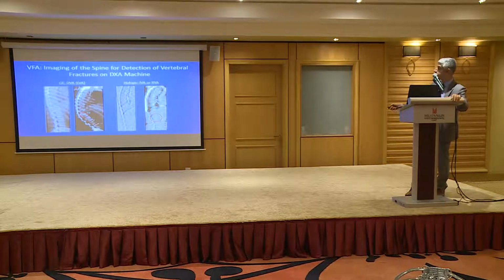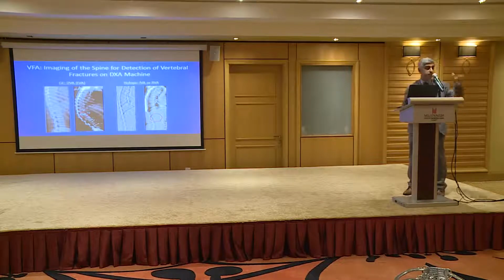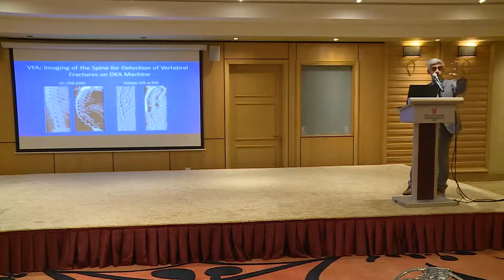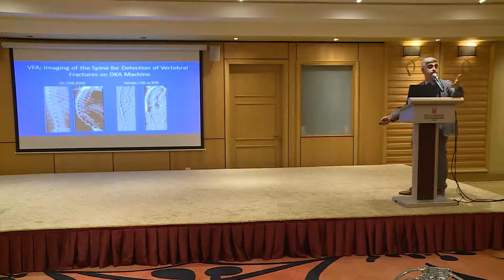So this is how it looks in GE and Hologic. We just ask the patient to lie on their side, basically, and we can get the whole picture of the spine, basically thoracic and lumbar, because these have the highest risk of fractures in these populations.